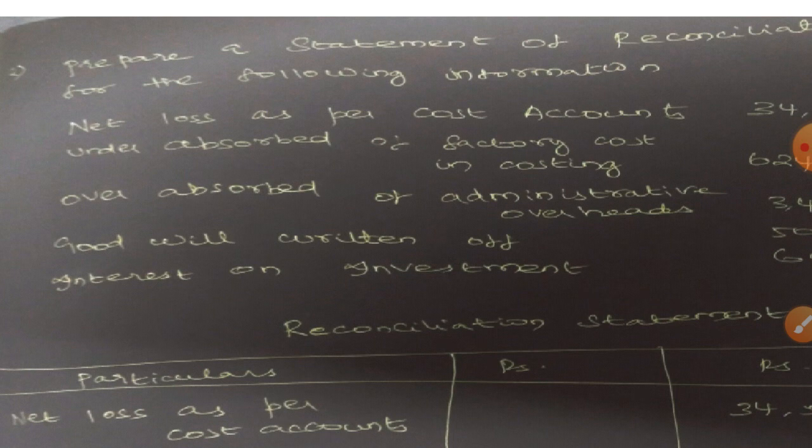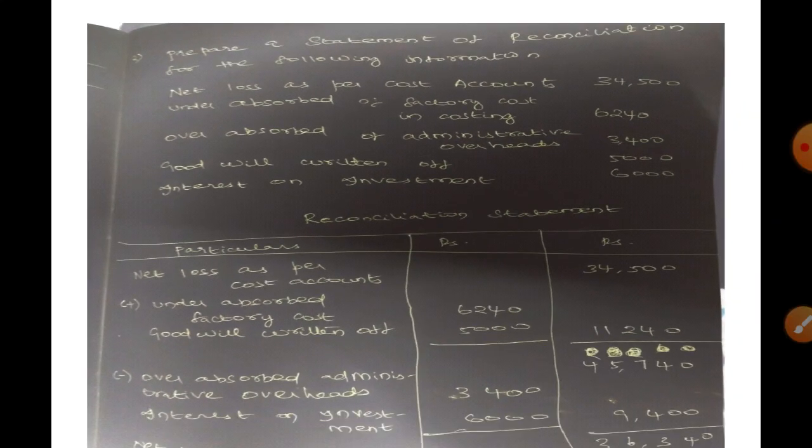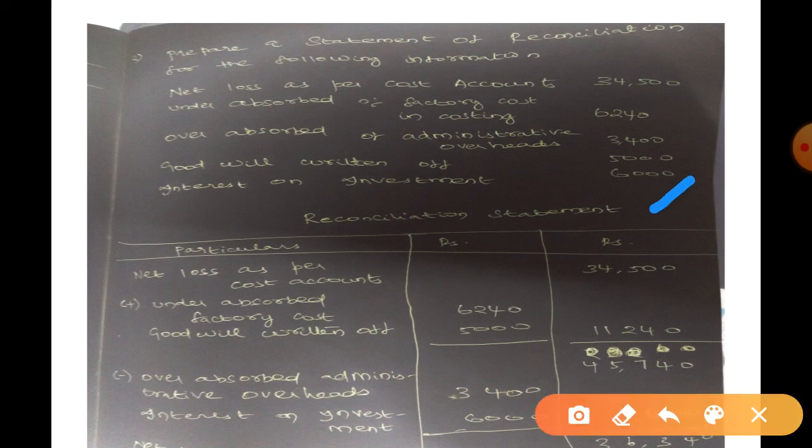So the question, we have all noted this down. Now the pattern or the format will start with a heading, which is Reconciliation Statement. You will give a heading, and it will comprise three columns: the particulars column, a rupees column, and another rupees column. So this will be the format of your reconciliation statement. The very first thing we have to write in our working will be net loss as per cost account, which is 34,500. This will be written directly in our outer column, followed by the elements given to us in the question one by one.